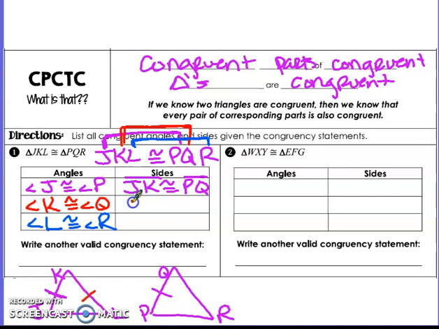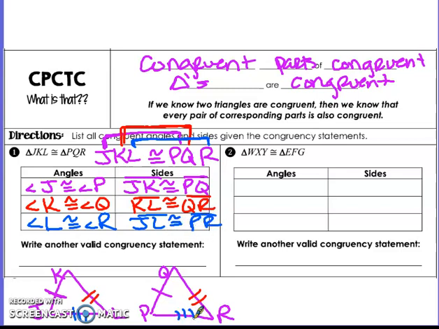If I do side KL, that's going to be congruent to side QR. You can either look at the triangles because we drew them according to our congruency statement, or notice KL is the second and third spot, while QR is the second and third spot. My last set of congruent sides, JL is congruent to PR.